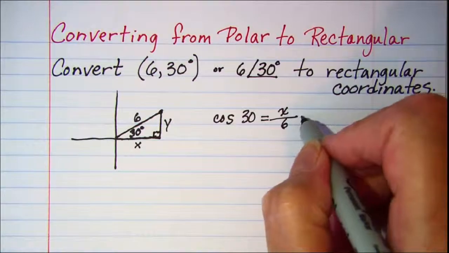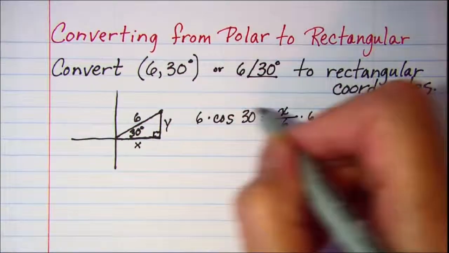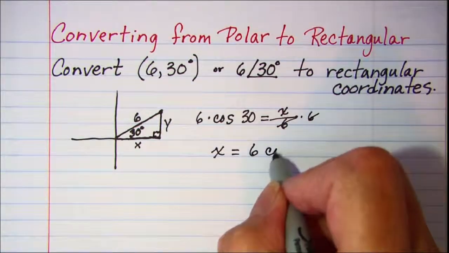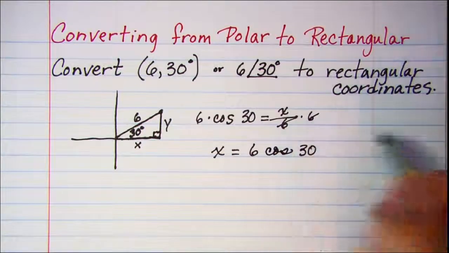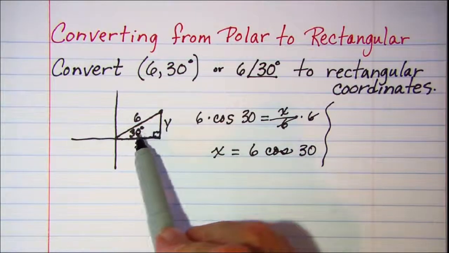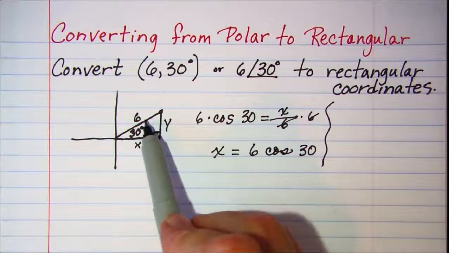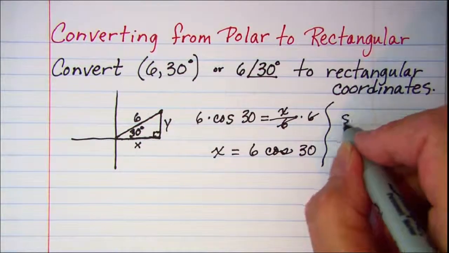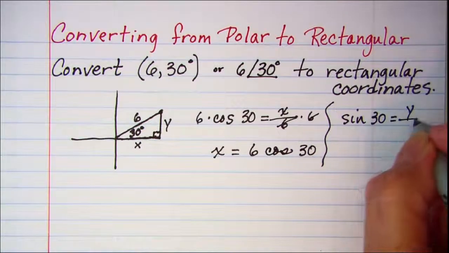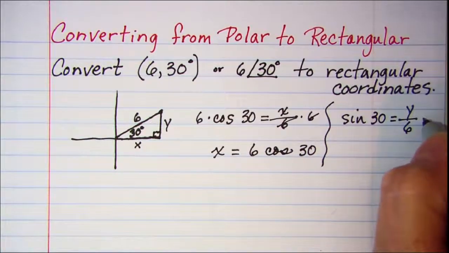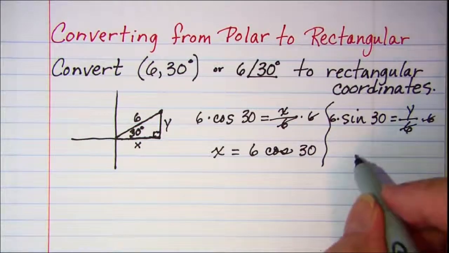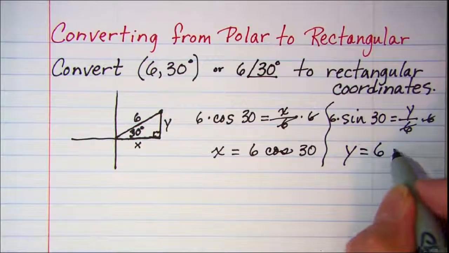To solve for x, multiply both sides by 6. These will cancel, and I get x is equal to 6 times the cosine of 30. Then, to get our y value, that's the side opposite the 30 degree angle, and we have opposite and hypotenuse, so we'll use sine. Sine of 30 is equal to y over 6. To isolate the y, we want to multiply both sides by 6, and these will cancel, and so we have y is equal to 6 sine 30.